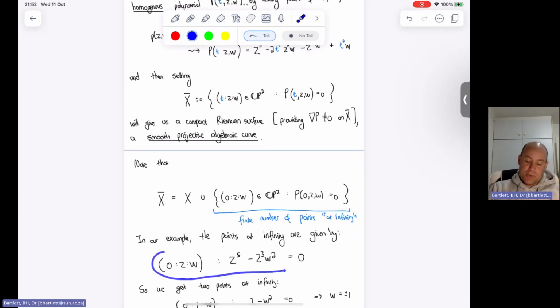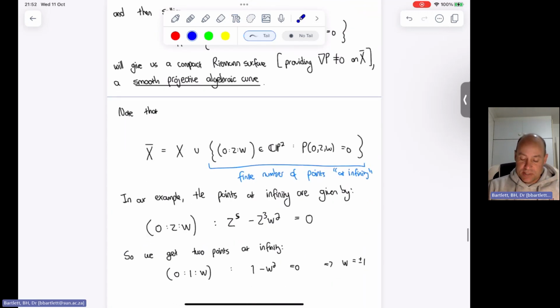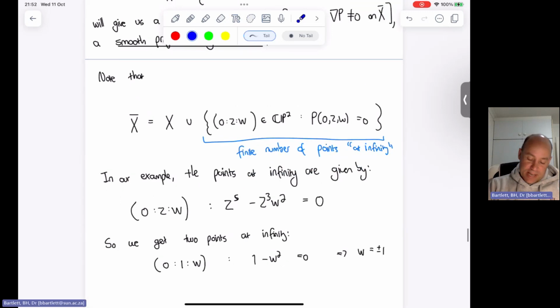And I consider all the points in projective space of this form that satisfy this equation. And there's going to be 2 such points, right? Because I can scale this to be 1, and so I put c equal to 1, then I'm going to get the equation 1 minus w squared equals 0. In other words, w is plus or minus 1.